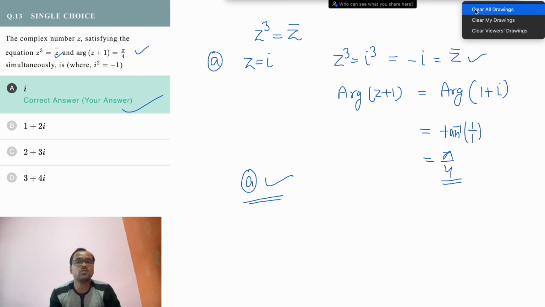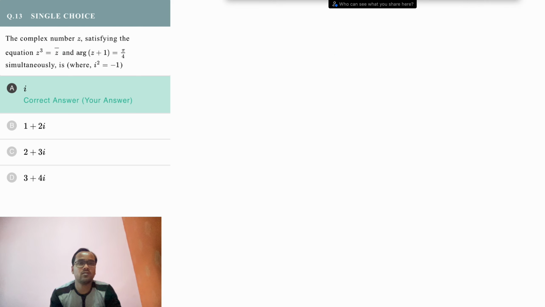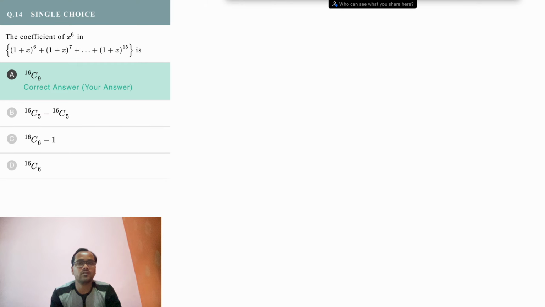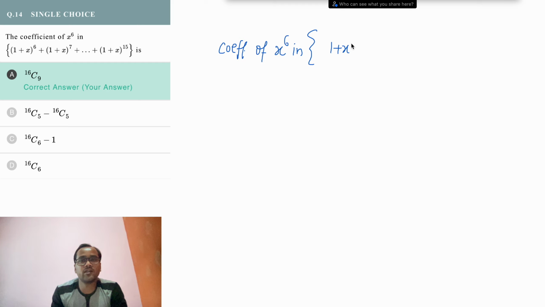Now let's move on to the next question. Question number 14. We need to find the coefficient of x raised to power 6 in this. That's again a very simple question. We need the coefficient of x raised to power 6 in 1 plus x whole raised to power 6 plus 1 plus x whole raised to power 7 plus and so on up to 1 plus x whole raised to power 15.